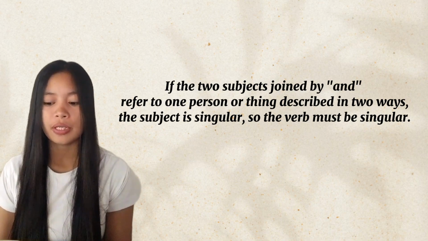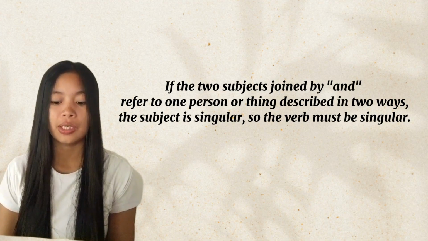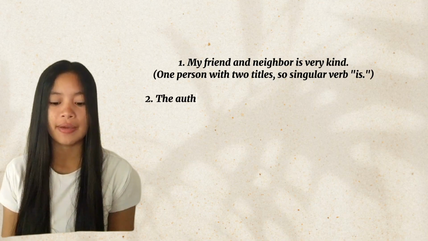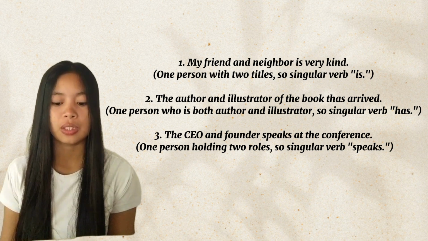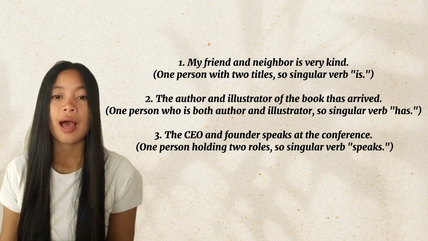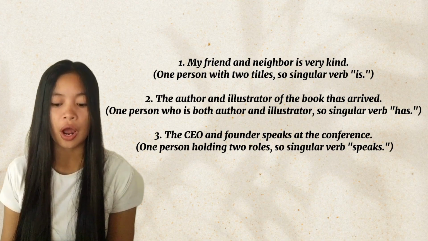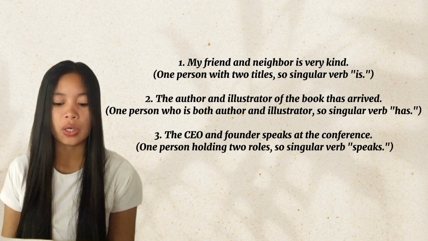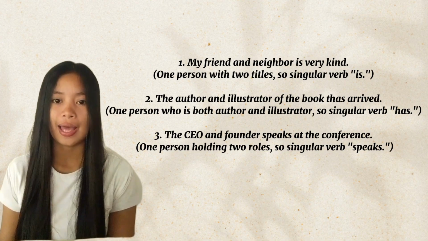It refers to one person or thing described in two ways. The subject is singular, so the verb must be singular. For example, my friend and neighbor is very kind. One person with two titles, so a singular verb. Another example, the author and illustrator of the book has arrived. One person who is both author and illustrator, so the singular verb has.